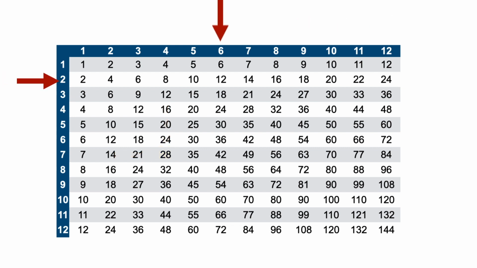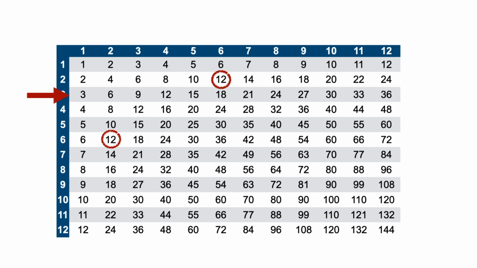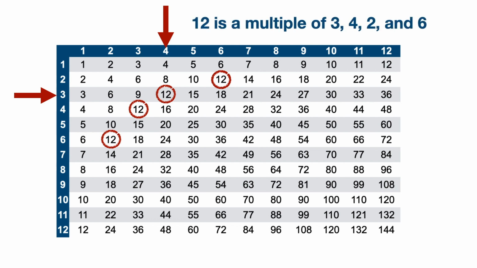Have you ever noticed that you can have the same product for different factors? Like 2 times 6 is 12, 6 times 2 is 12. 12 is a multiple of 2 and 6. But 3 times 4 is also 12, as well as 4 times 3. So 12 is a multiple of 2, 3, 4, and 6.